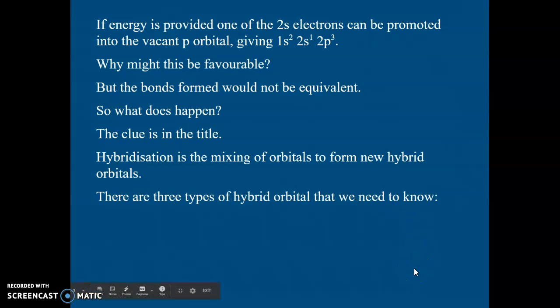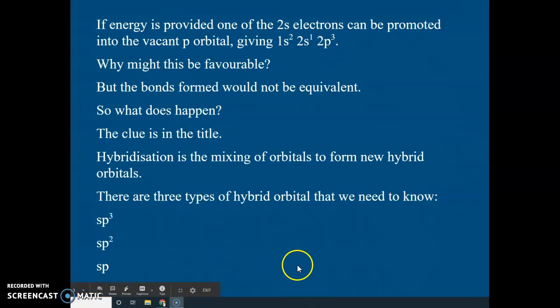So, there are 3 types of hybrid orbital that we need to know. There's sp3, there's sp2, and there's sp. And we'll have a look at each of those in turn.